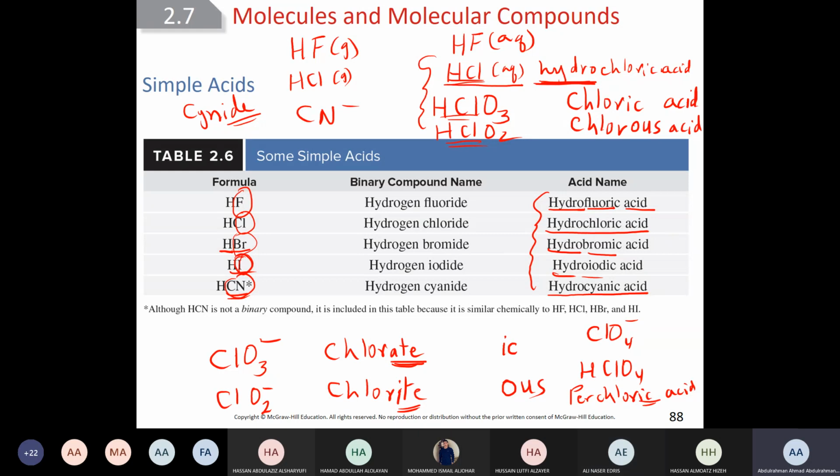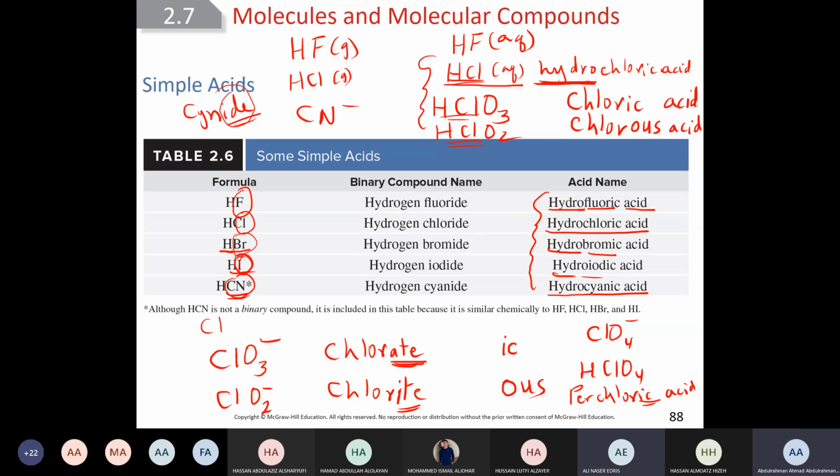Doctor, can we treat cyanide like the polyatomic? Well, yes. It's a special case, only here. If it's cyanide, there's no ate in it. And that's why we deal with it like chloride and bromide. And that's why we change ide into hydrocyanic acid. And we can't say only cyanic acid, right? No, we can't say cyanic acid. We have to say hydrocyanic.